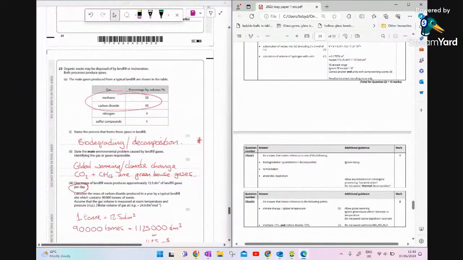Biodegradation, decomposition, putrefaction. Gross. Decomposition, I'll take it. Biodegradation. Allow any indication of biological, because you can't do thermal. It has to be via organisms to produce methane and carbon dioxide.